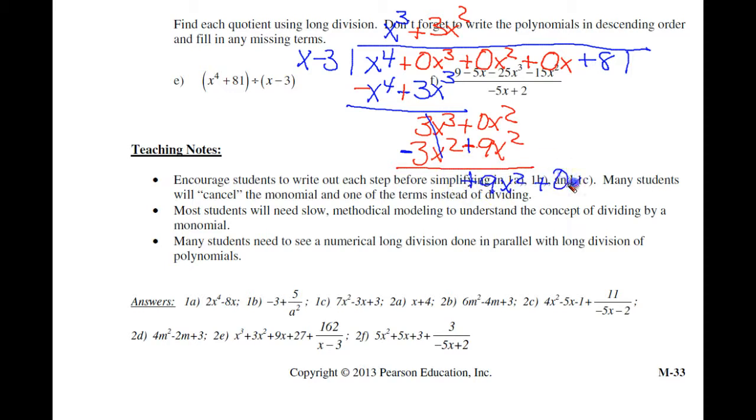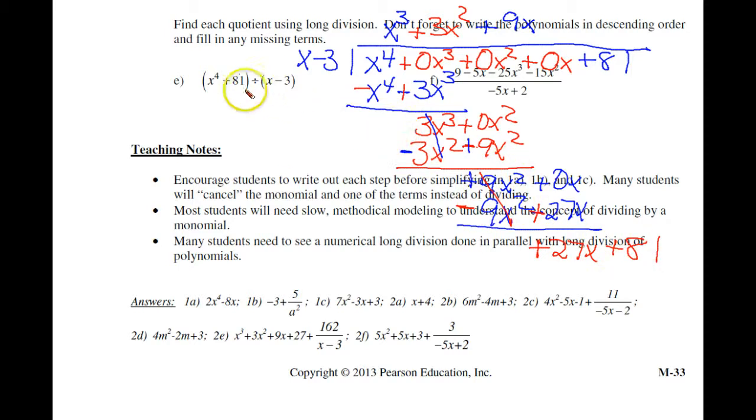Bring down my 0x. Now here, this is going to be a plus 9x. So x times this is 9x squared. This times this is a negative 27x. Going to put my line and change signs. This cancels out and I get a positive 27x plus 81.